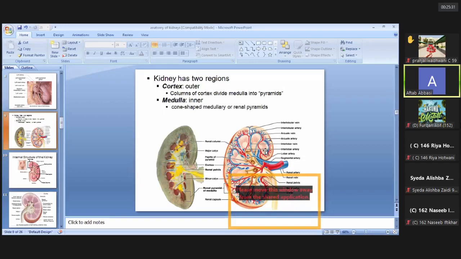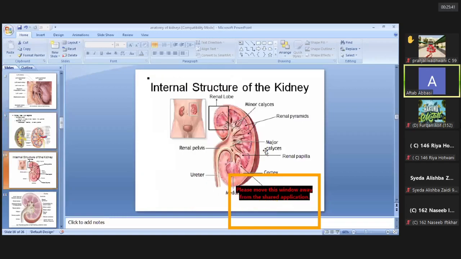On the internal structure, first of all you should know about the 2 main regions, the cortical region and the medullary region. What are the structures present in the medulla? They are known as renal pyramids. Then they are drained by the minor calyces, and the major calyces enter into the ureter.